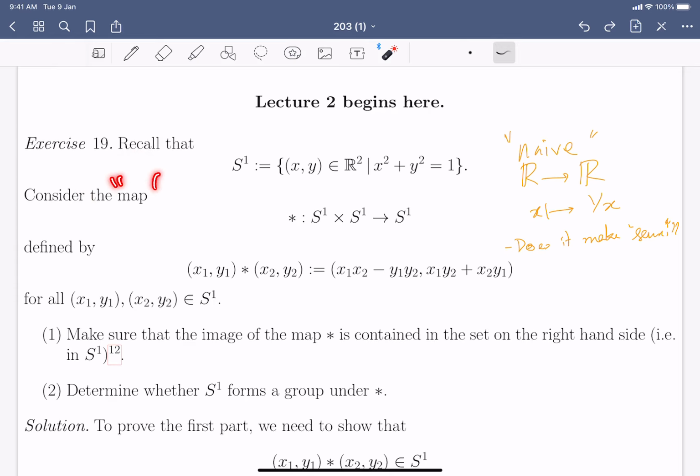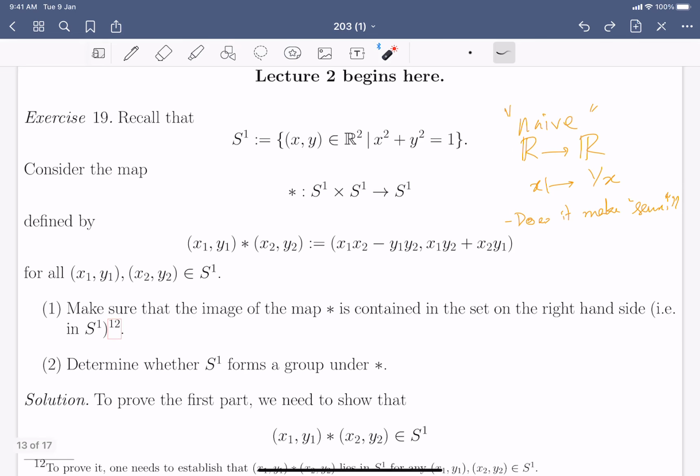Until we verify that this map makes sense, there is not much point in discussing whether this forms a group or not. It's the first task. You can also say that just because I am asking you to consider the map, this question will be meaningful only when this point lies inside S1. That is true, but anyway, that's just a formulation of this question or this exercise.